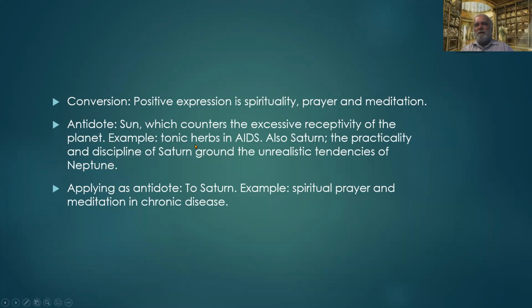Antidote: it requires that passivity, it requires the positivity of the sun, and also the practicality and discipline of Saturn are useful as antidotes for that. In natural medicine, we talk all the time about vitality, raising the vitality, preventing leakages of the vitality. People have certain habits that drain their vitality, like not getting enough sleep or exercising to exhaustion or things like that. And then Saturn is a discipline.